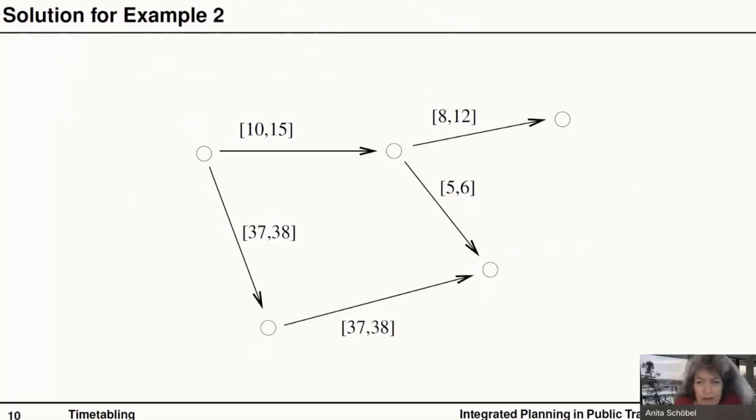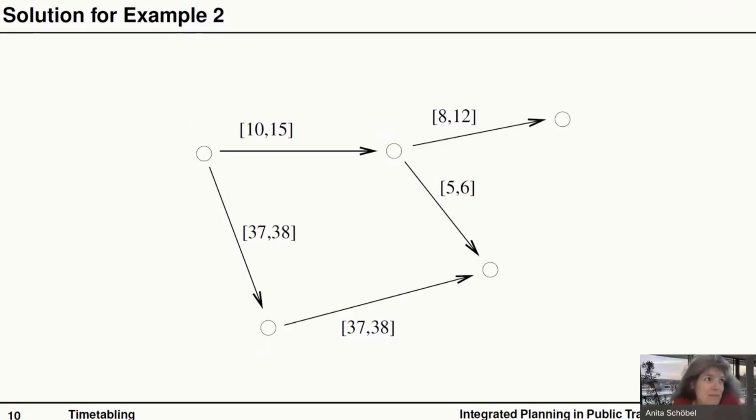Okay, now we come to the other example. The second example is very similar to the first one. The only thing that was changed is that instead of having an interval from 7 to 8 on the two lower activities, on the left activity and the lowest activity, I changed that to 37 to 38. And now the question is, what would a feasible timetable look like here? Any idea? Anybody here who sees a feasible timetable?